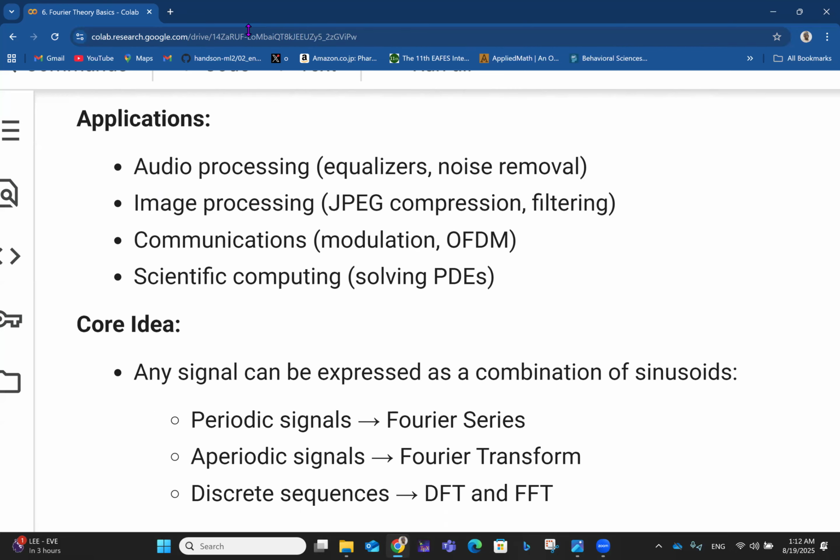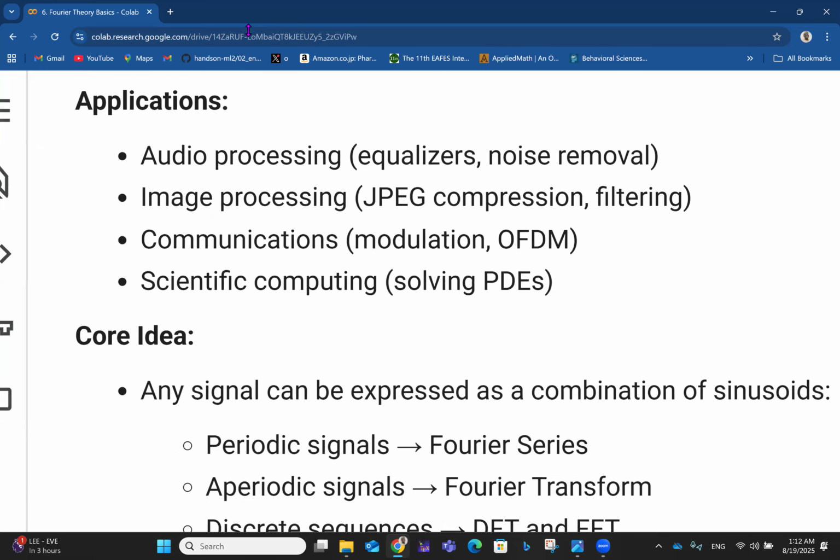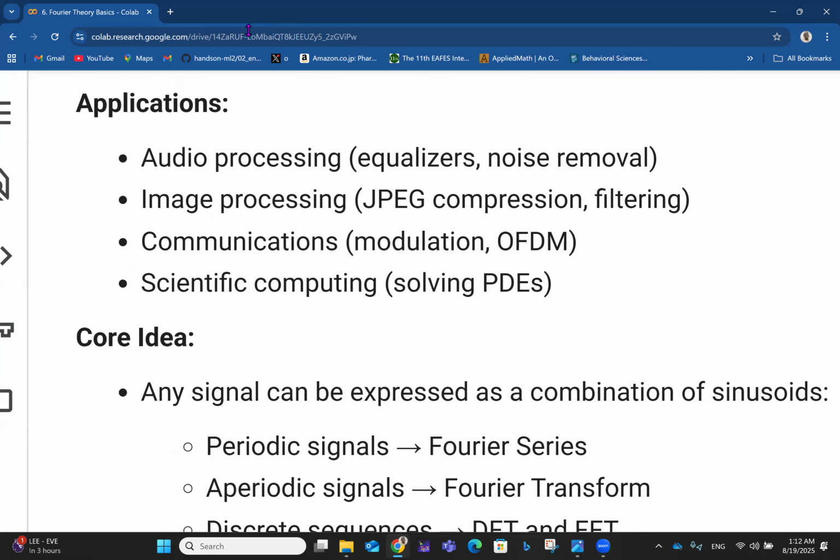In talking about the applications of Fourier theory, it is used for audio processing, as in sound equalizers, and it is also good for noise removal. For instance, I use a microphone that cancels noise, so I can imagine that Fourier theory is applied in that kind of situation. It is good for image processing, for JPEG compression and filtering. It is good for communications like modulation, I mean, radio frequencies and all that.